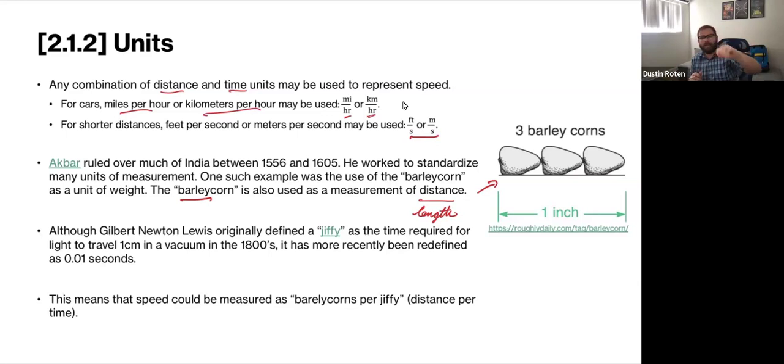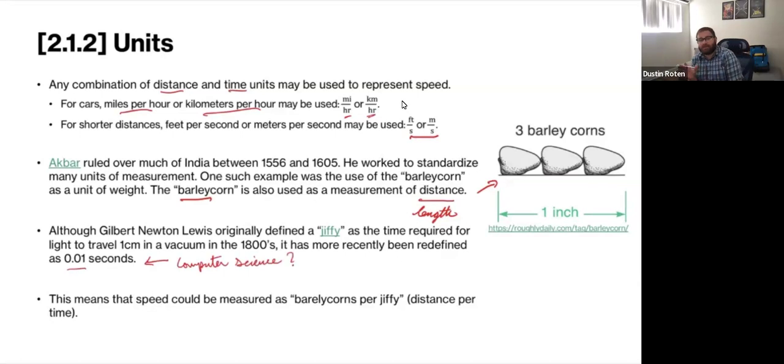But more recently, and I think more in computer science, the jiffy has been defined as just 1/100th of a second, so 0.01 seconds. And I think, but I'm not certain, that this is for computer science applications. I'll put a question mark since I'm not sure.